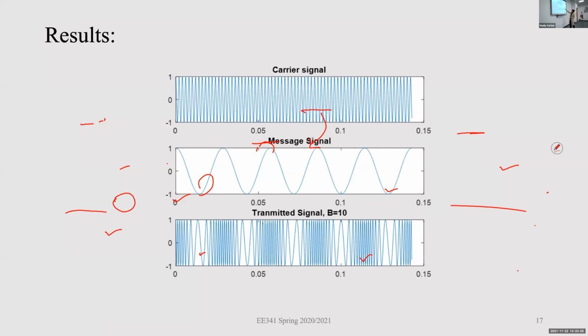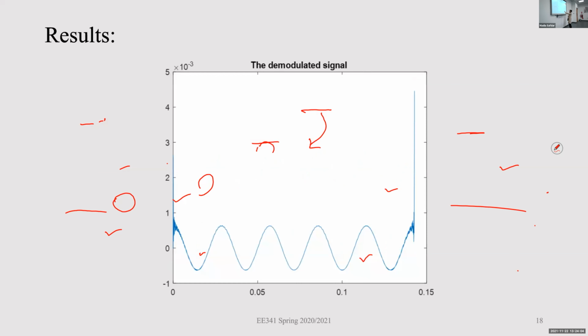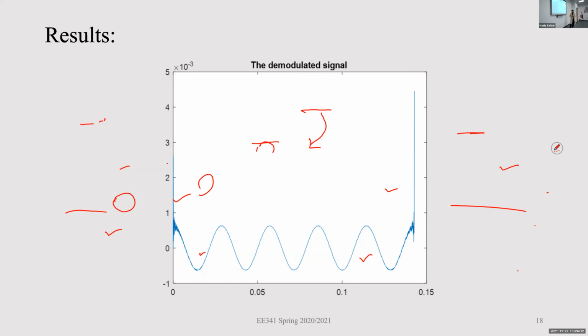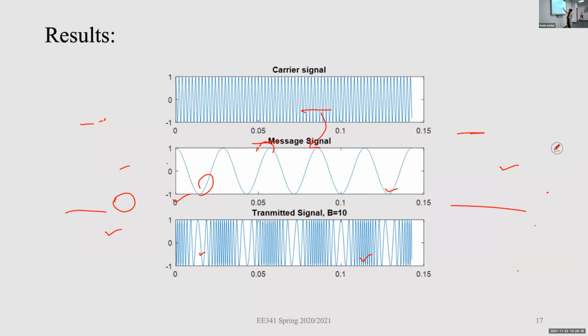This is my message signal, then this is my carrier signal, and here this is my transmitted signal, and then at the end you will get your received signal. This is almost equal to this. So this will happen with only one command. No mathematics is required for this, only demod. But these you have to define yourself.